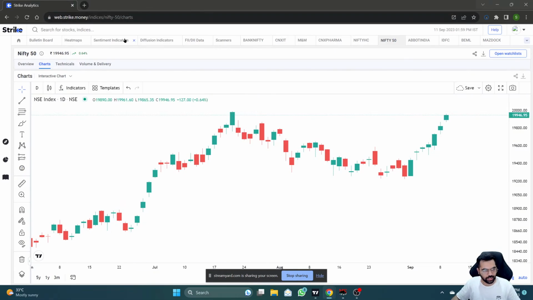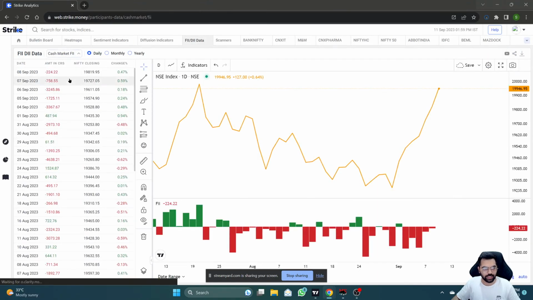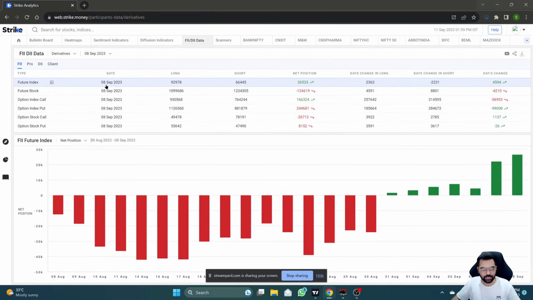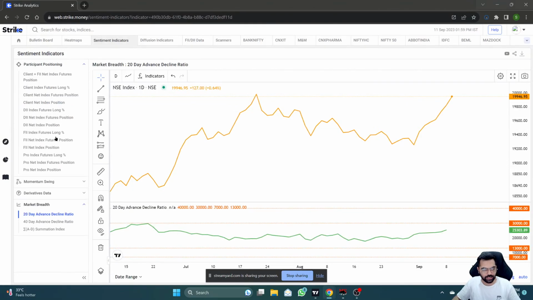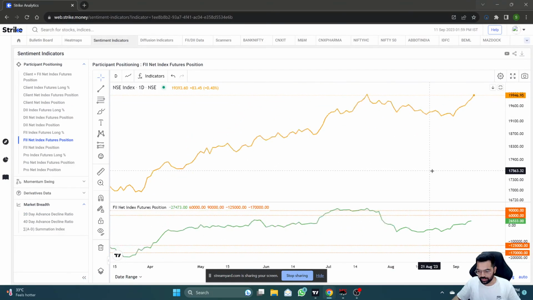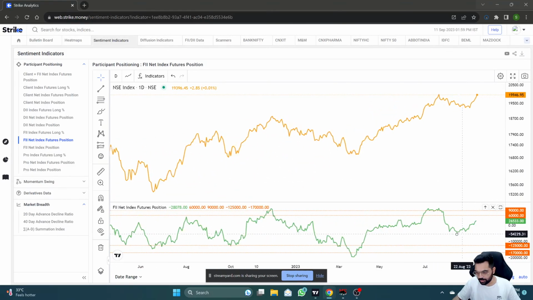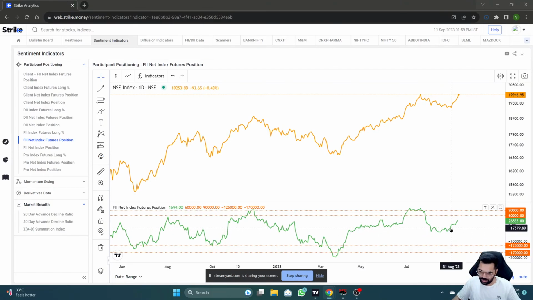One is this, and the second important observation is that the FIIs are adding longs in index futures along with the Nifty rising. You can see this is the index futures net position plotted here. Post the August expiry, it has been slowly starting to build up, and right now it is at 26,533 contracts. You can visualize it even better if you look at the history here in the sentiment. They had been short to the extent of minus 40,000 contracts, and slowly it's trying to inch up along with the market, and it's not yet in any of the overbought zones.